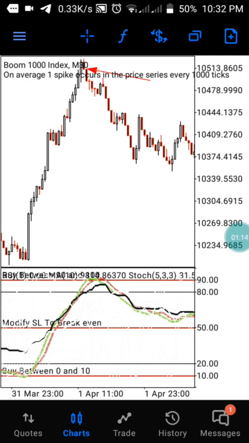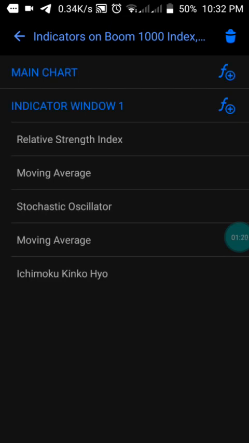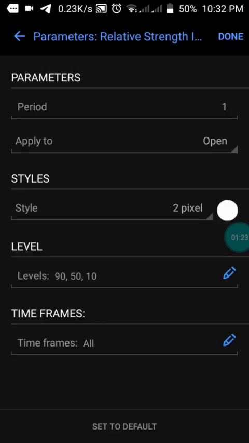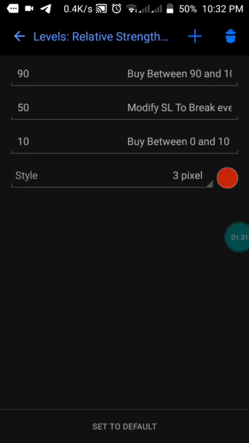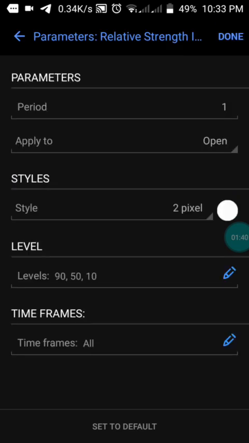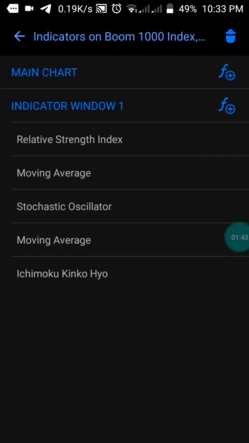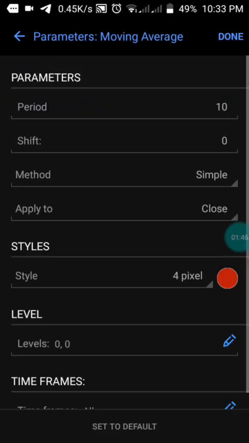So let me show you the settings of this indicator. From the settings, we have the Relative Strength Index with a period of 1, applied to open. I have the style in white color, which is the background color. I have the levels at 90, 50, and 10, which show me the buying and selling areas. Press OK, then move to the moving average. We have a period of 10, shift of 0, method simple, apply to close, and the style color red. You can also choose any color of your choice.